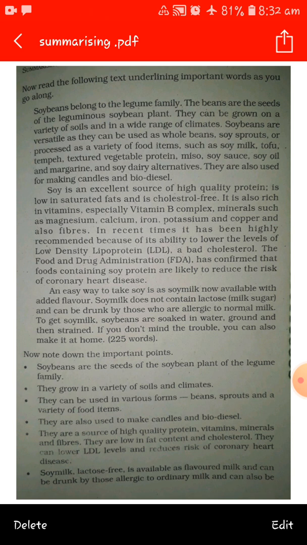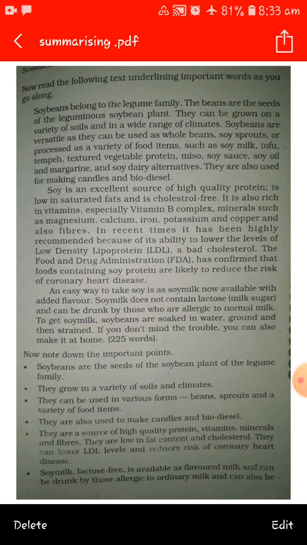The Food and Drug Administration, FDA, has confirmed that foods containing soy protein are likely to reduce the risk of coronary heart disease. An easy way to take soy is in soy milk, now available with added flavor. Soy milk does not contain lactose. Milk sugar can be drunk by those who are allergic to normal milk. To get soy milk, soybeans are soaked in water, ground, and then strained. If you don't mind the trouble, you can also make it at home.